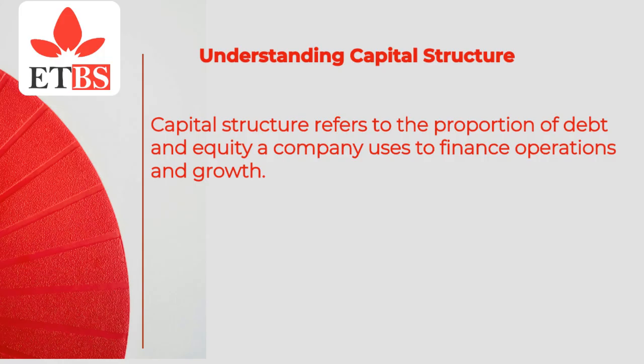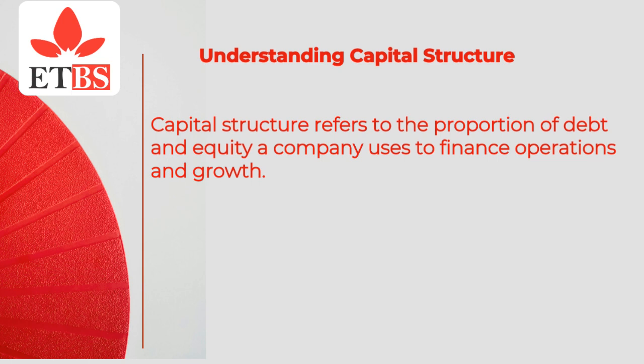Understanding capital structure. Capital structure refers to the proportion of debt and equity a company uses to finance operations and growth. A. Components of capital structure: equity capital, issued shares, common and preferred, retained earnings; debt capital, loans, bonds, debentures, short-term and long-term borrowings. B. Capital structure theories. Modigliani-Miller, M&M theory: no taxes, capital structure is irrelevant in a perfect market. M&M theory with taxes: debt increases firm value due to tax shields.